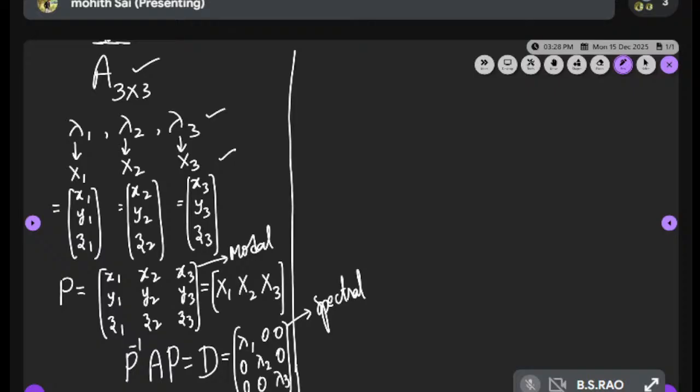By using this, we can diagonalize the given matrix capital A, such that P inverse AP equals capital D. Capital D equals lambda 1 0 0, 0 lambda 2 0, 0 0 lambda 3.